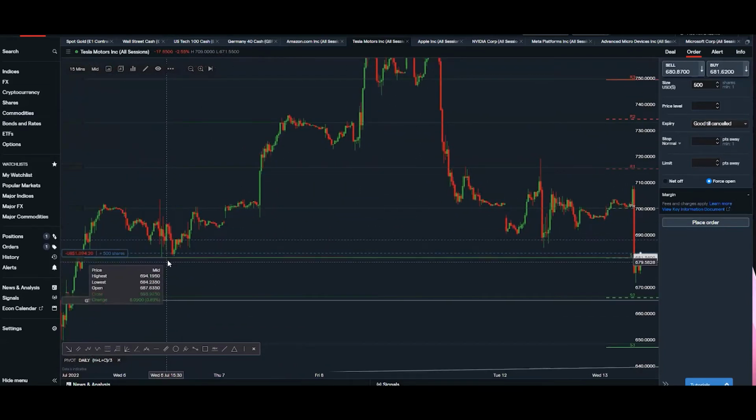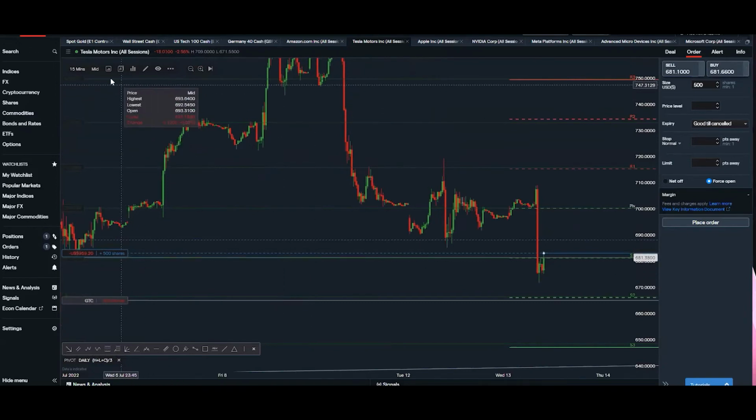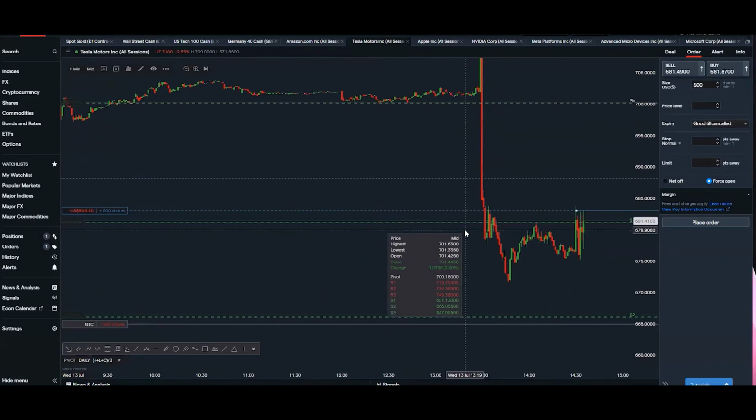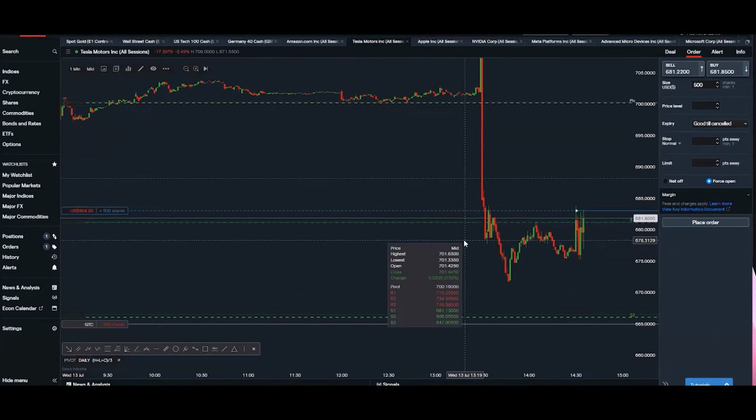It is a decent level, but we do need to see some of that upside. That is a significant sell-off there, so you would expect investors to want to get this price back up a little bit so they can go back in for the short.